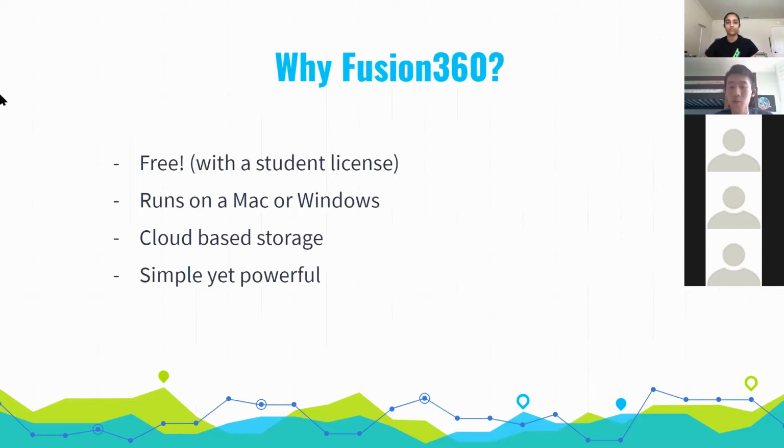So why use Fusion360? Well, first of all, it's free to students. It's really easy to get a student license for Autodesk. You just sign up on their educational website and send a picture of your photo ID, which is like your school ID, and within like 20 minutes, they'll get back to you on whether they accept it or reject it. Most of the time, if you send them a valid school ID, they will accept it, and you have access to a lot of their products.